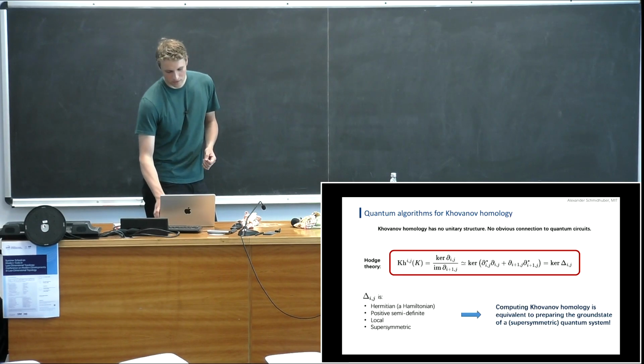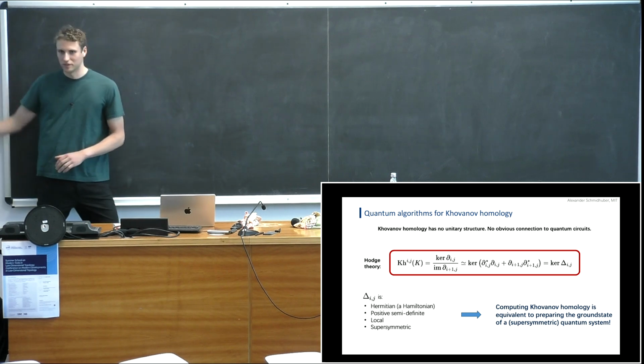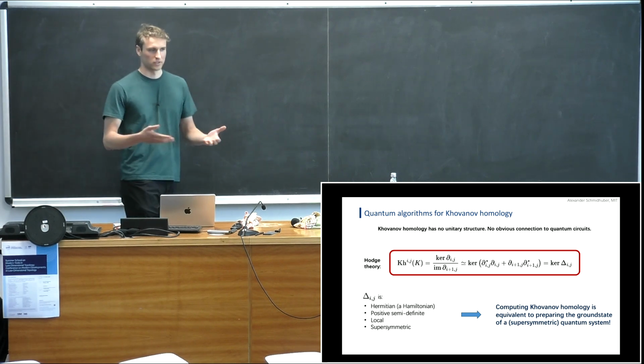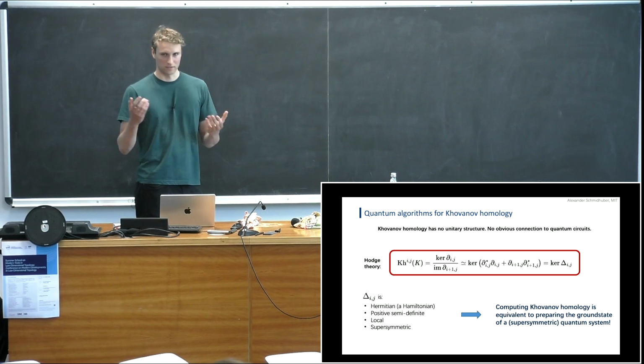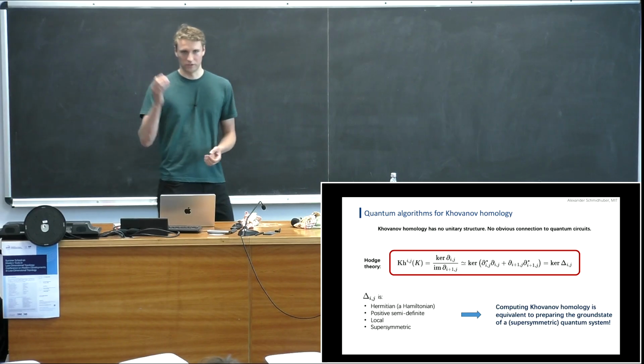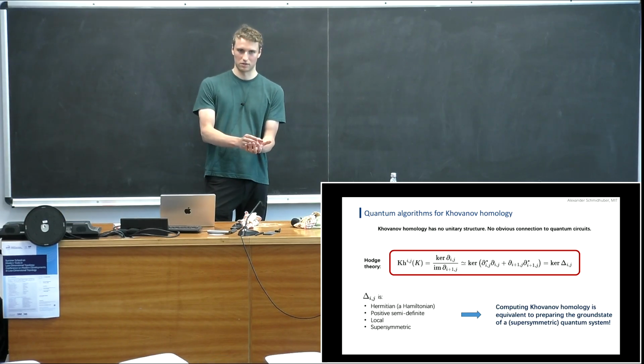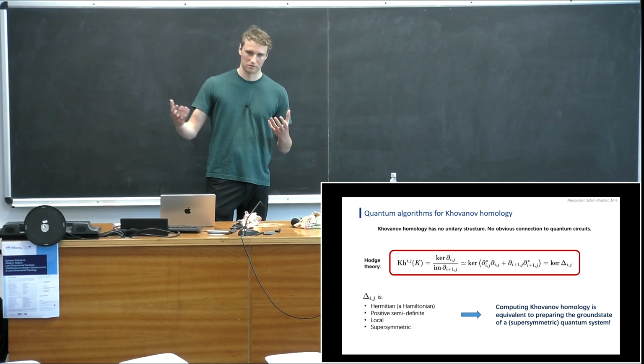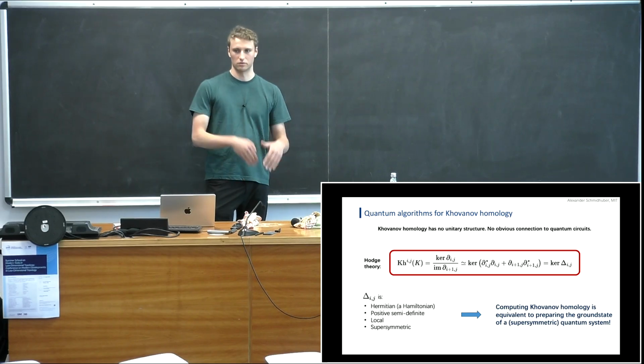I should say maybe that preparing the ground state of a Hamiltonian is a very natural thing in physics. Nature does it all the time. The reason why your coffee from earlier is cold is because the coffee has coupled to the thermal bath. The thermal bath moves it towards its ground state, which has a lower temperature.